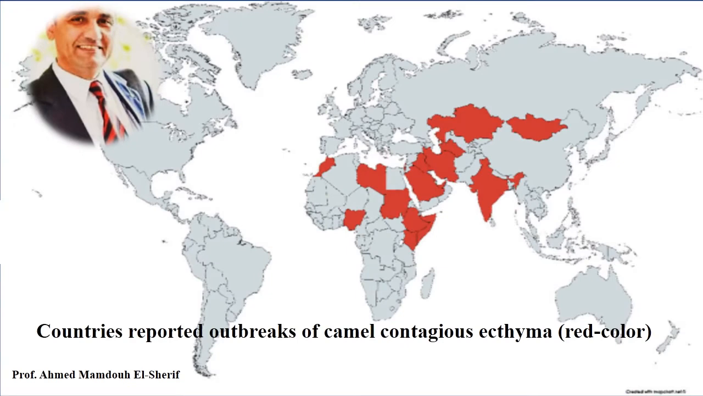In this map, we see countries that reported outbreaks of camel contagious ecthyma. Take the red color. Morocco, Nigeria, Libya, Sudan, Ethiopia, Kenya, and Somalia in Africa. In Asia, Saudi Arabia, all the Gulf countries, Iran, Iraq, Turkey, east of Europe, Russia, India, and Bangladesh.